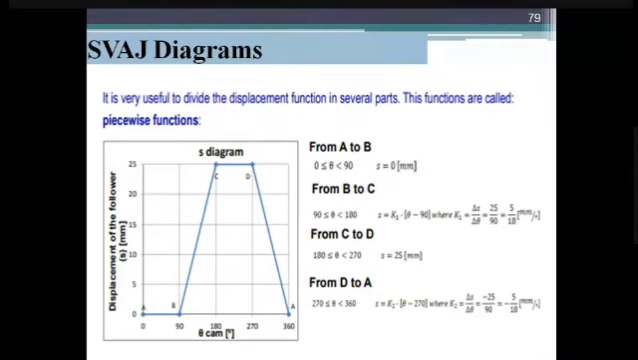Okay, what about the change in displacement from 0 to 25? For the second stage, B to C, the follower moves from 0 to 25. The difference is 25. So K1 is equal to del S, the change in displacement, 25 mm, divided by del theta, the angle difference from 180 to 90, that means 90. When you solve this, 25 by 90, we get 5 by 18 mm per degree. Just note it down.